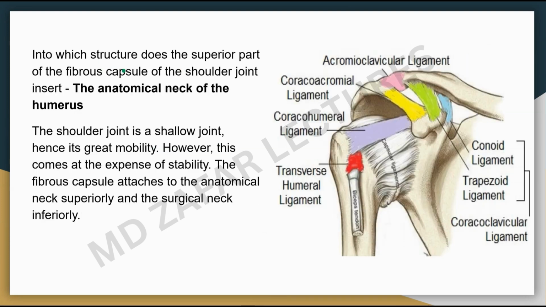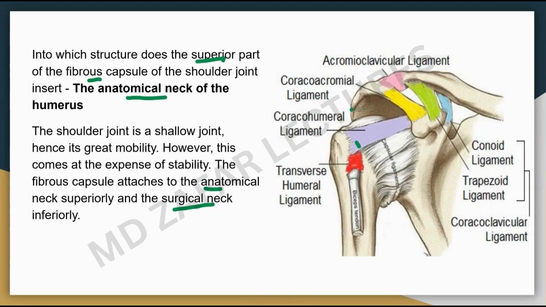So, into which structure does the superior part of the fibrous capsule of the shoulder insert? Now, it is inserted superiorly into the anatomical neck. Now, Cadet has explained that the fibrous capsule attaches superiorly to the anatomical neck and inferiorly to the surgical neck. So, here we have the capsule. Now, it will be inserted superiorly in the anatomical neck and inferiorly it is present in the surgical neck.